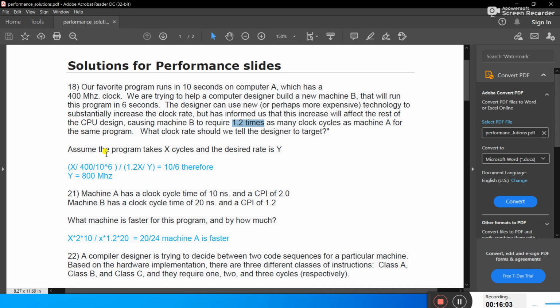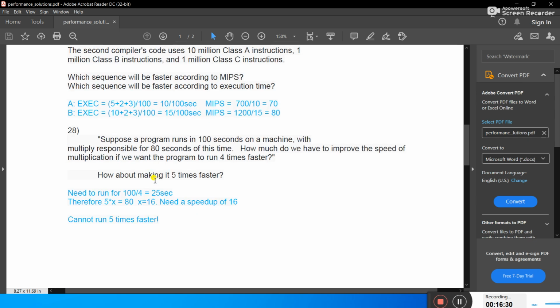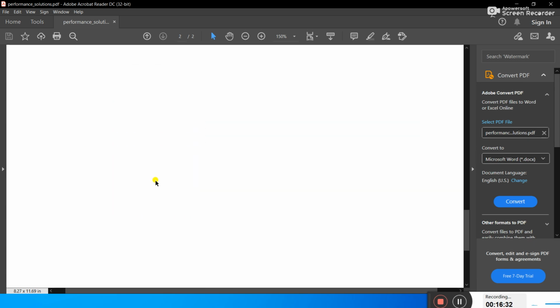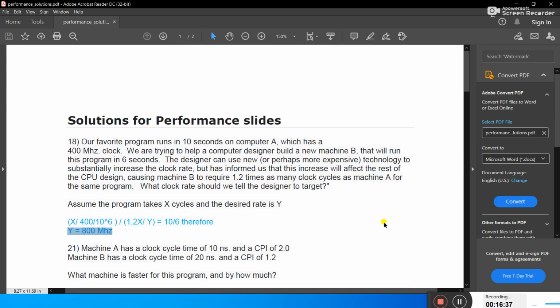If my program takes X cycles for computer A and Y cycles for computer B, with Y equal to 1.2 times X, then the equation is X divided by (400 times 10 raised to the power 6) equals 10, and 1.2X divided by the new frequency equals 6. If I solve this equation, I will get my frequency. All the examples are already solved here, so you can go through them, and you can contact me if you have any problem. Thank you for this lecture.